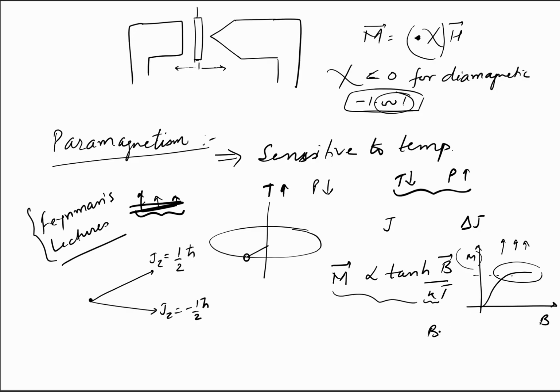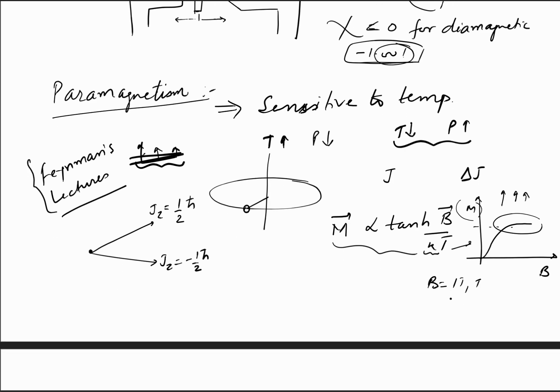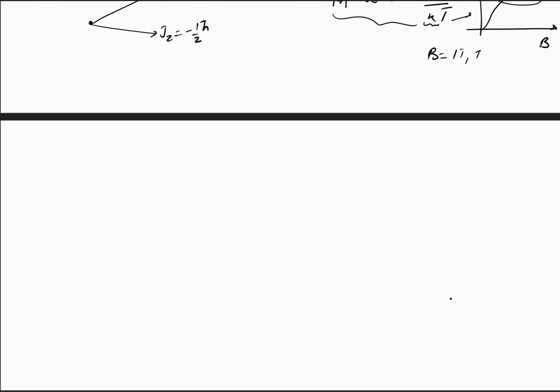Now, if B is equal to 1 Tesla and the temperature is some small fraction of a Kelvin, only then will we be able to see this. So practically for most materials, we are not able to see this saturation in paramagnetic materials. Now there is a very interesting application of paramagnetism which we can use for cooling of materials below a certain temperature. So what is that?